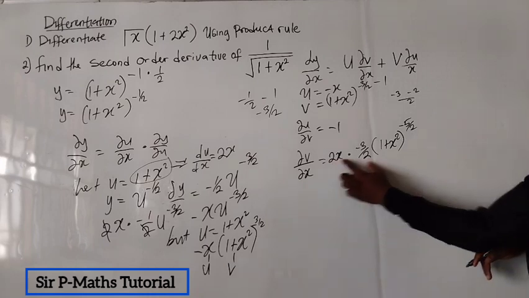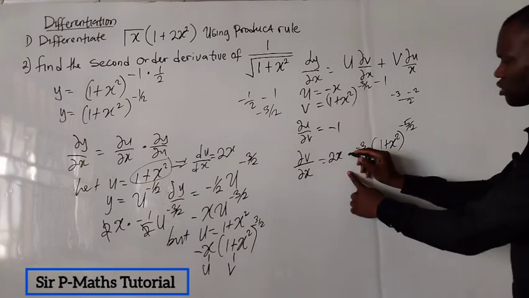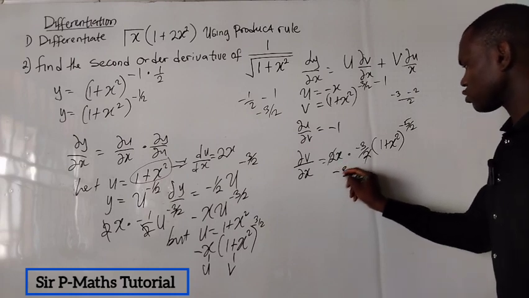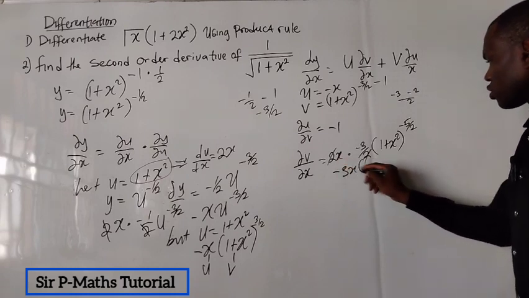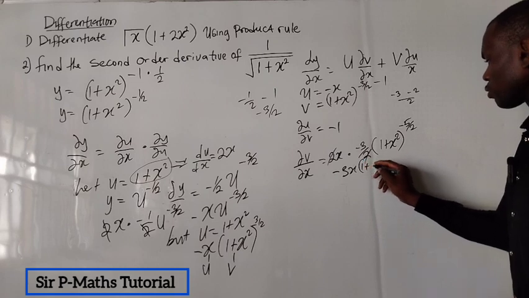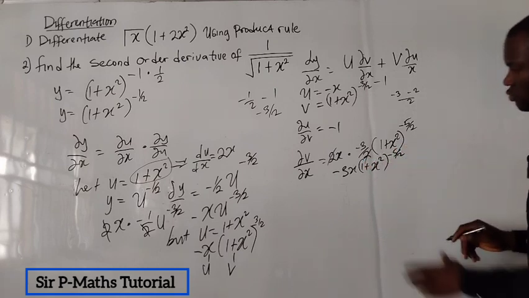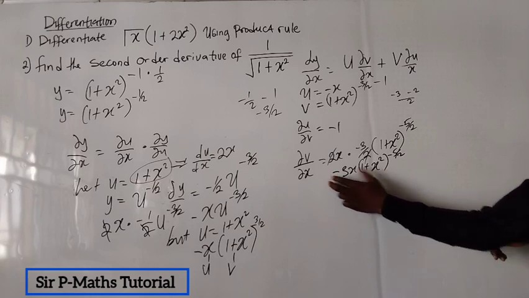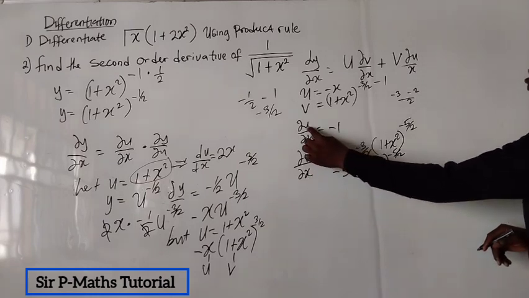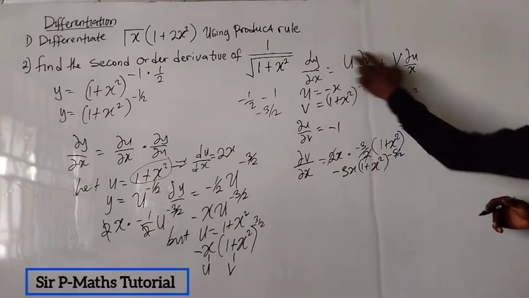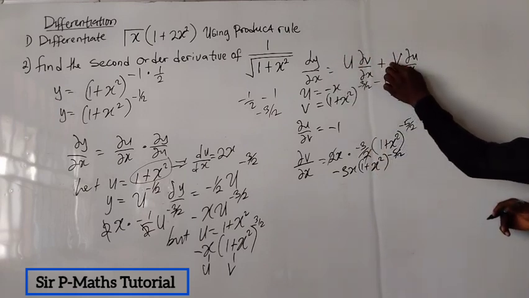So having differentiated here, we multiply. This is multiplication. So 2 can cancel 2. I will have minus 3x into 1 plus x squared raised to the power of minus 5 over 2. So having gotten our derivative of v and derivative of u, the next thing we do is to add the both of them. Add this to this, but keep u and keep v.